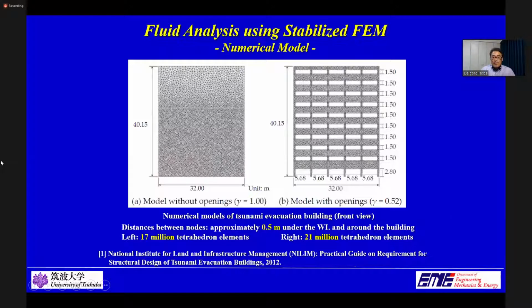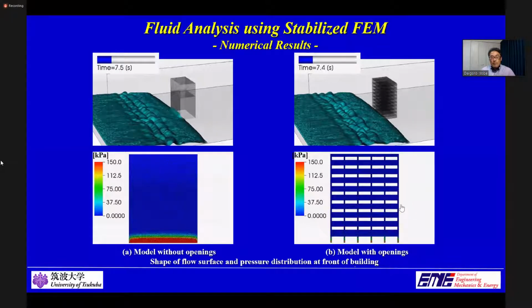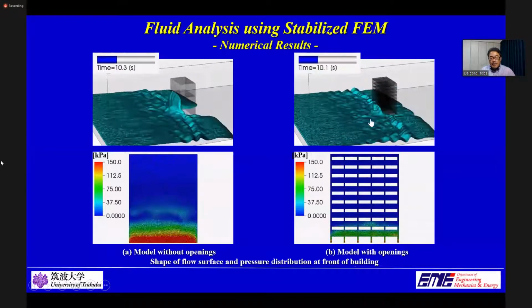The shape of the flow surface and the pressure distribution computed at the front of the building are shown in these movies. We can observe the inflow and propagation of the tsunami wave and the impact to the front of the building. A complex free surface shape owing to amplification by reflected waves, for example, appears to be well simulated. The seawater flowing in and out of the openings can be observed in this movie for the model with openings.